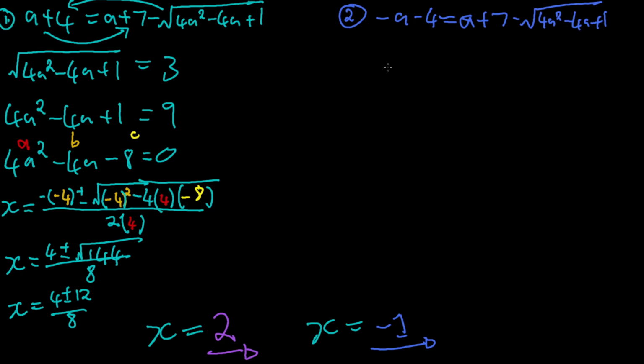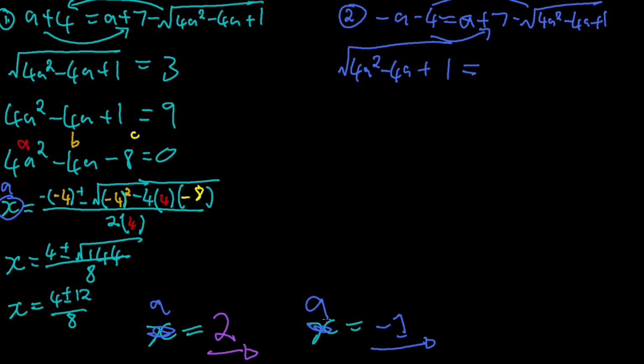So for this one, I did the exact same thing where I moved this over to this side and this over to this side, and then I ended up getting square root 4a squared minus 4a plus 1 is equal to... Oh, also, by the way, I started using x instead of a by mistake, so just pretend that this is all a, because we're solving for a, not x, and I keep forgetting that.